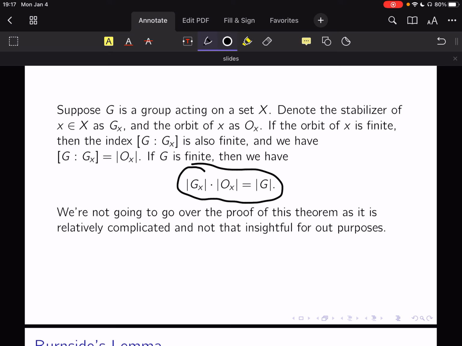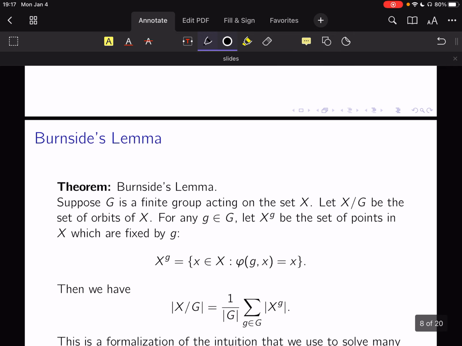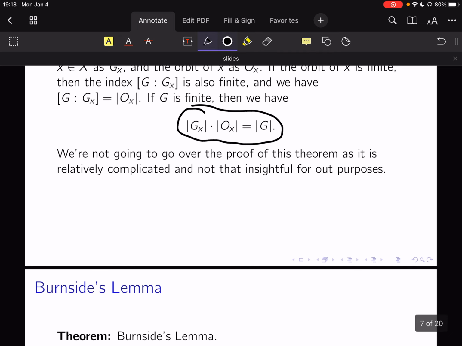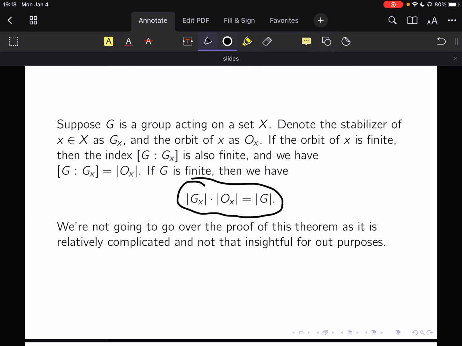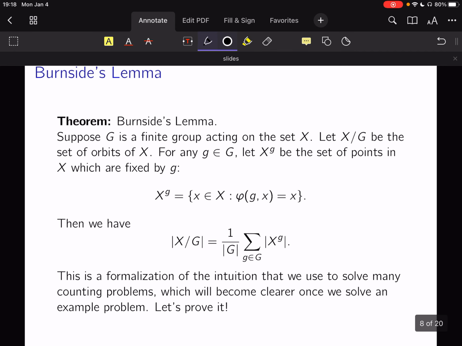I'm not going to prove it because it's not insightful for our purposes, and you need to know a little bit more group theory than what I've covered here. So I'm just going to skip that. If you do want to see the proof, I included it in the handout though. Now we can state Burnside's lemma.